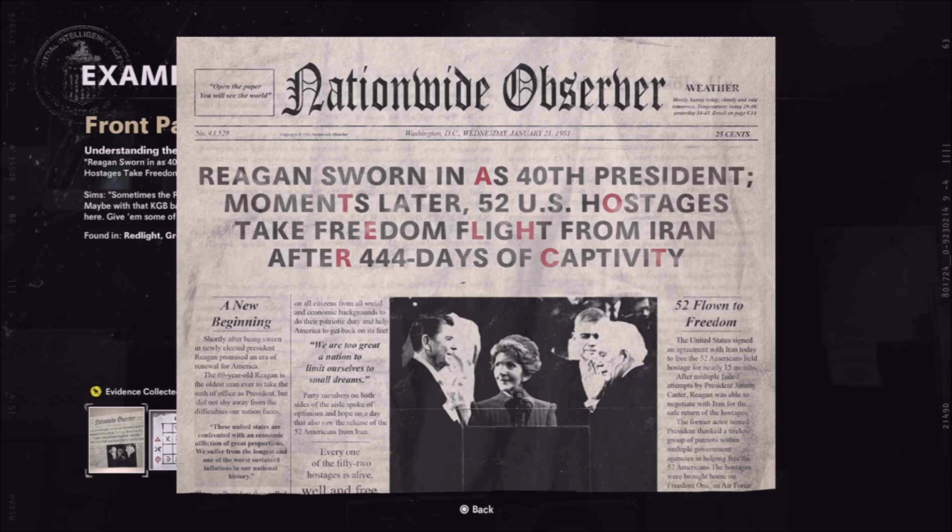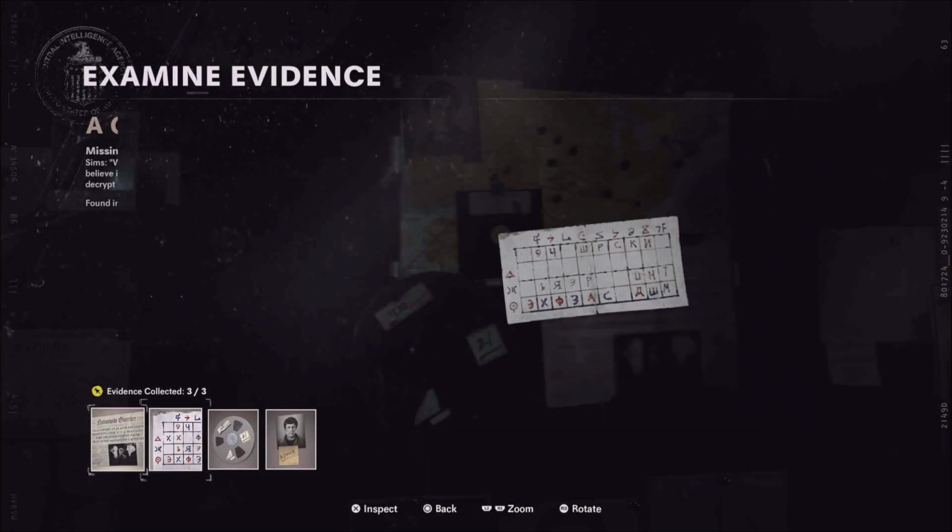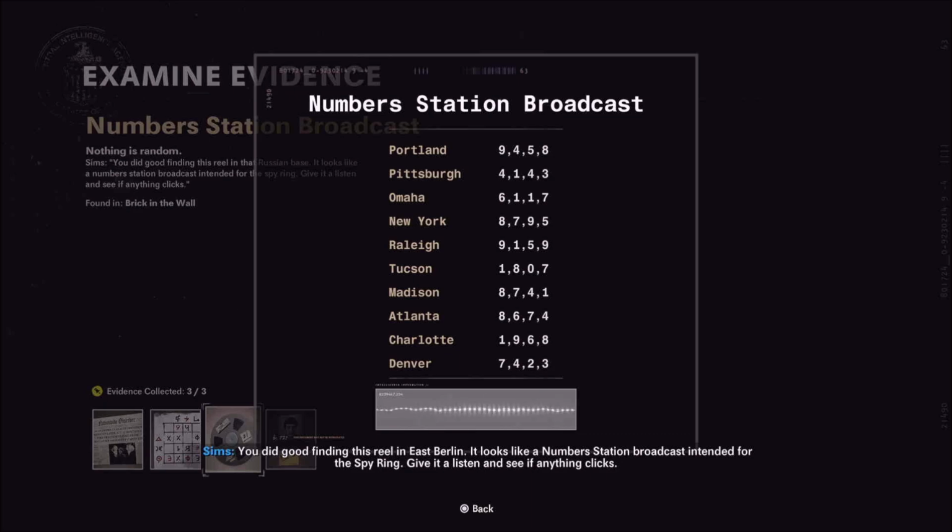Now the red letters in the newspaper represent a city. You're going to have to put those letters together to figure out exactly what the city is. Now we're going to be looking at the third clue, and the third clue here is the number station. And it's one of these cities right here.